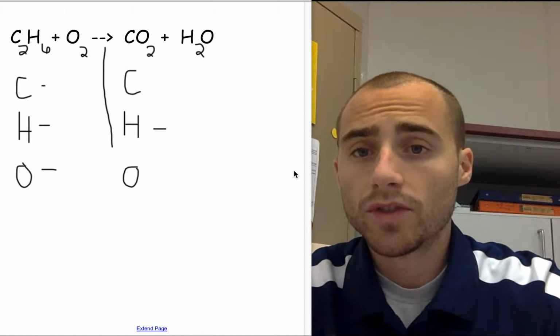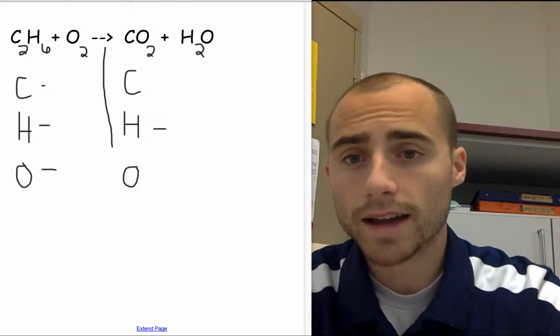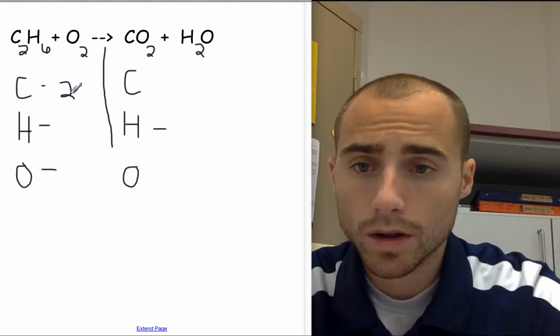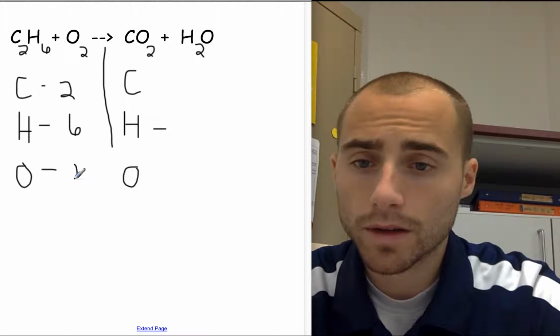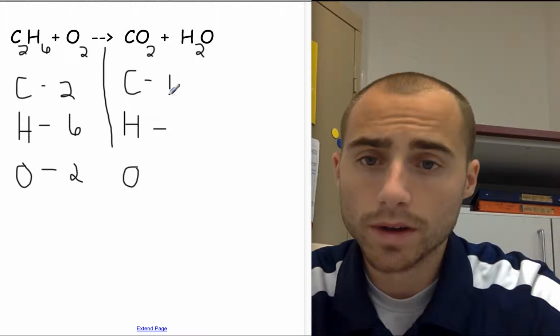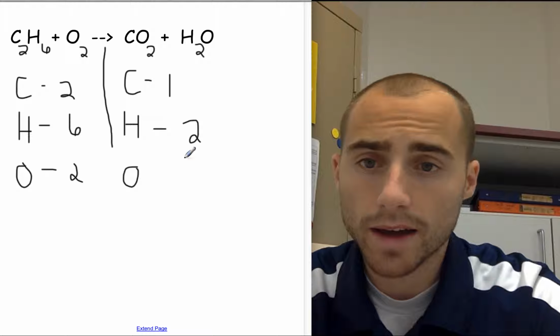Okay, balancing equations, example number 3. Again, I got a little head start on you, just setting up my different sides, counting our atoms on each side. Carbon, we have 2. Hydrogen, we have 6. Oxygen, we have 2. Over here, carbon, we have 1. Hydrogen, we have 2. Oxygen, we have 3.